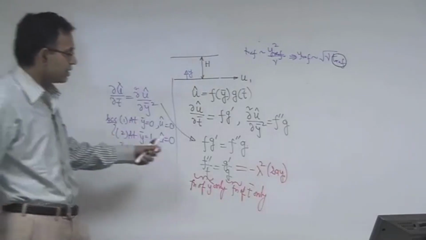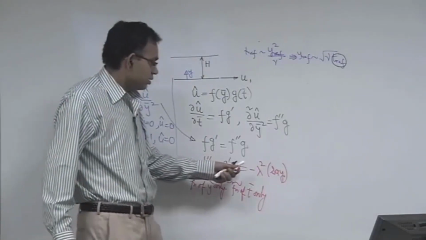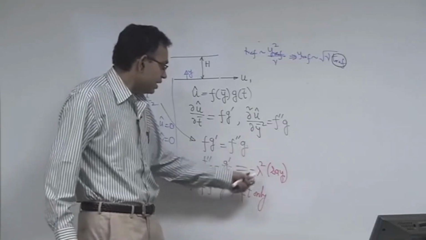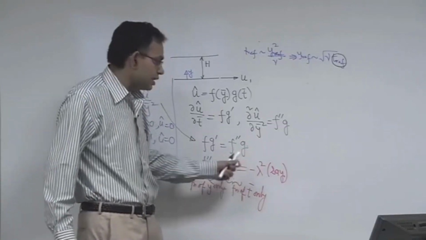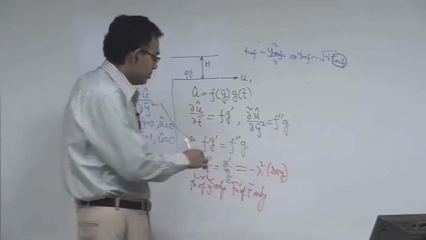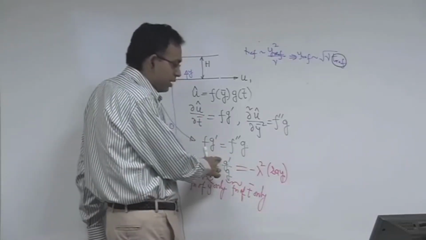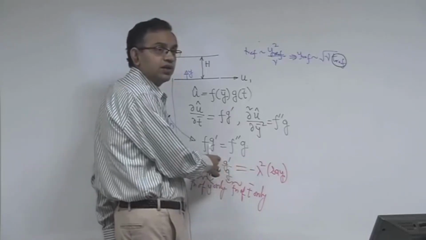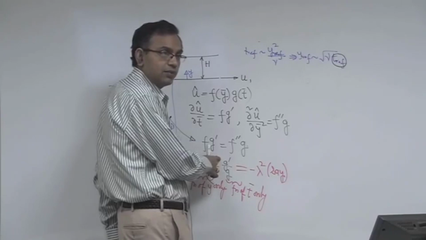Now, why are we writing this as a negative constant? The reason is pretty clear: when you write dg/dt by g is equal to something, this will give an exponential solution of g as a function of time.